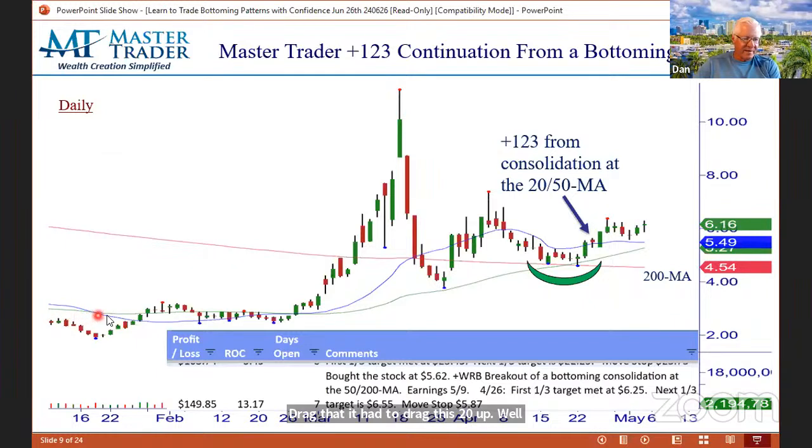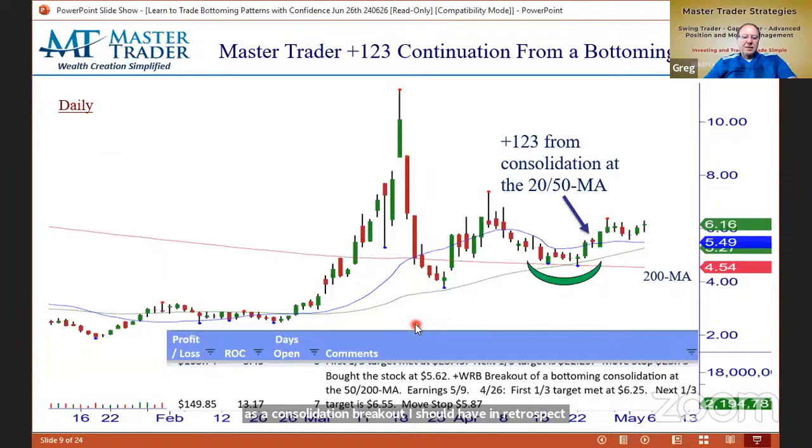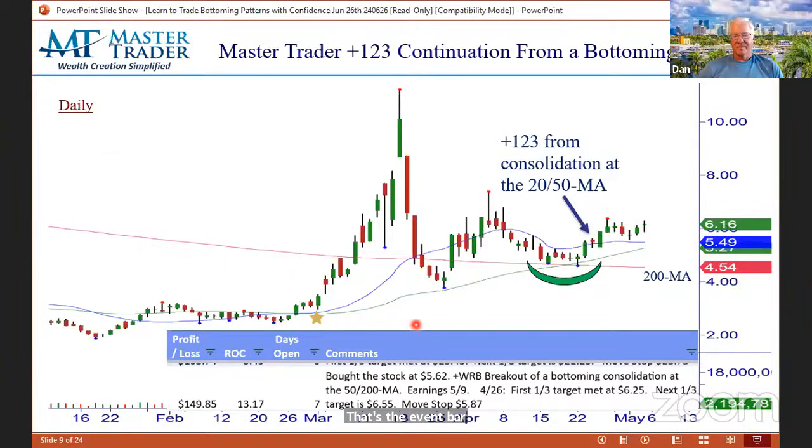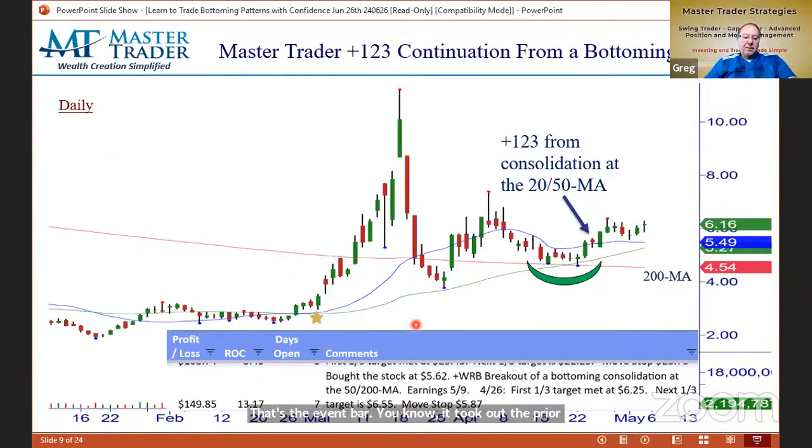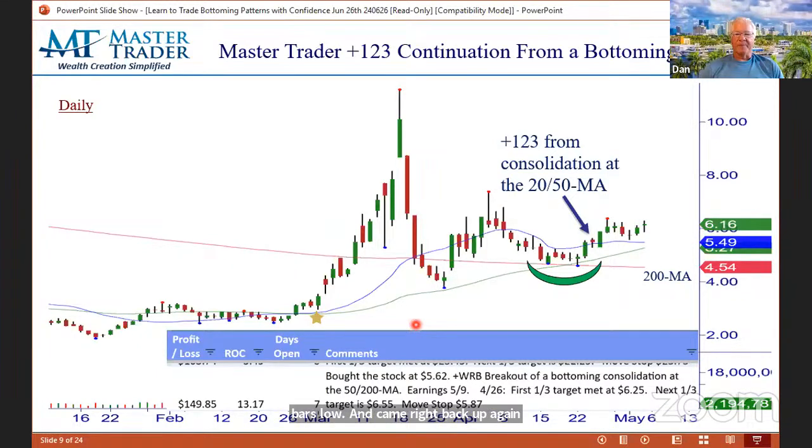Well, and notice here, actually, I could have pointed to this one as a consolidation breakout. I should have, in retrospect. It's hard to see a jump out until your eye is trained, but that's the event bar. Exactly right. It took out the prior bar's low and came right back up again. Yeah, I should have pointed to that. So now, got climactic, slam down. I still don't recognize anything. Okay, it's stabilizing at the rising 50.